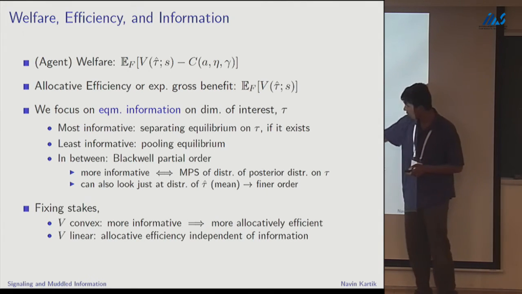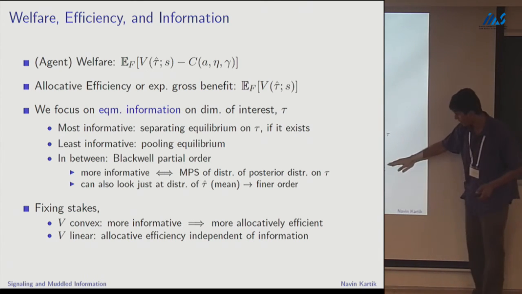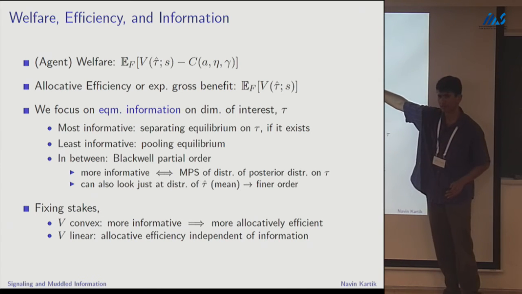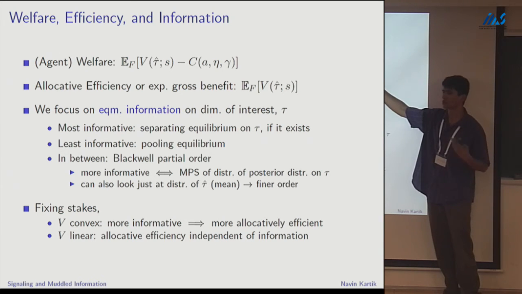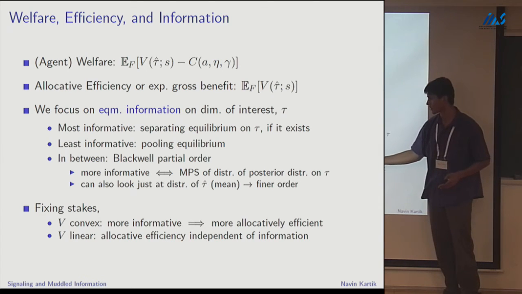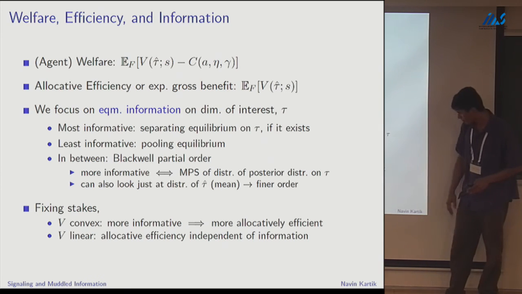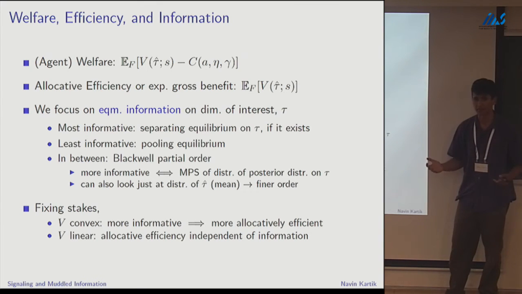What's the connection, why might you care about equilibrium information? Notice that if you fix stakes, so any given parameterization of the problem, whenever you have a convex value function v, a more informative equilibrium is going to correspond to more allocative efficiency. This is a classical result: whenever you have a mean preserving spread, you're increasing the expected value of a convex function. Conversely, as we were talking about earlier, if v were linear, then allocative efficiency is going to be independent of information. Of course, if it's concave, then you actually want to reduce information.